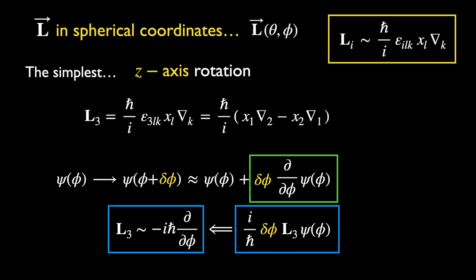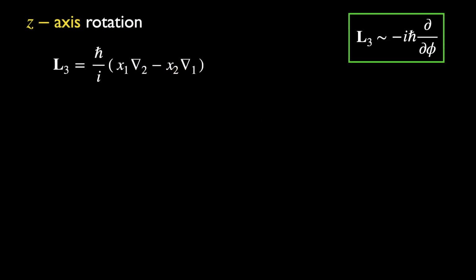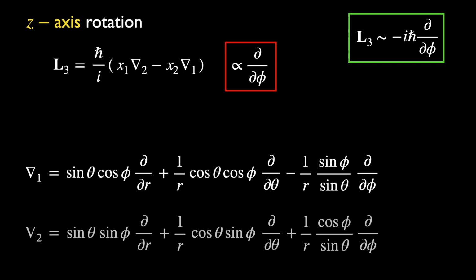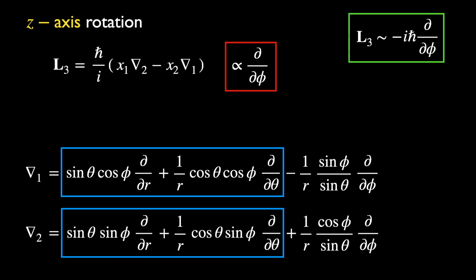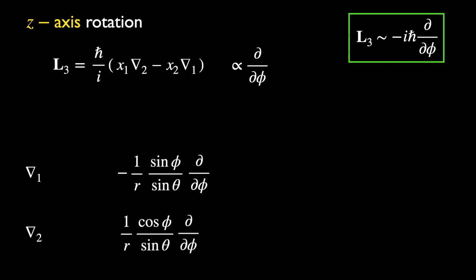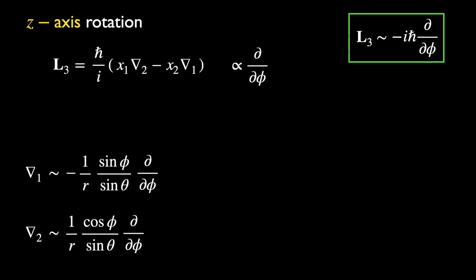Let's do this more carefully. What we can be certain is that L3 is proportional to the derivative with respect to phi. We shall work out the rest by using the spherical representations of del 1 and 2 and verify the relation in the green box. Taking the red box into consideration means we can drop the derivatives with respect to the other coordinates. This is a great simplification.